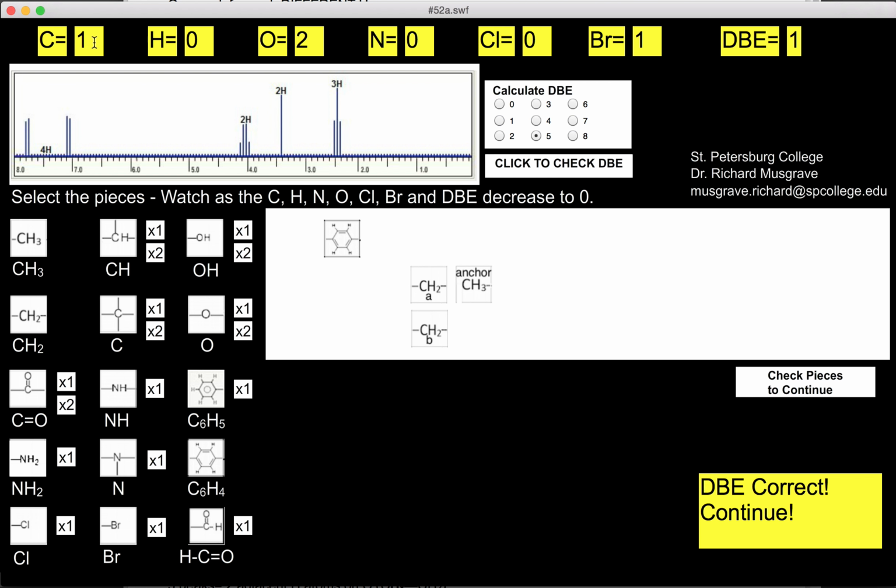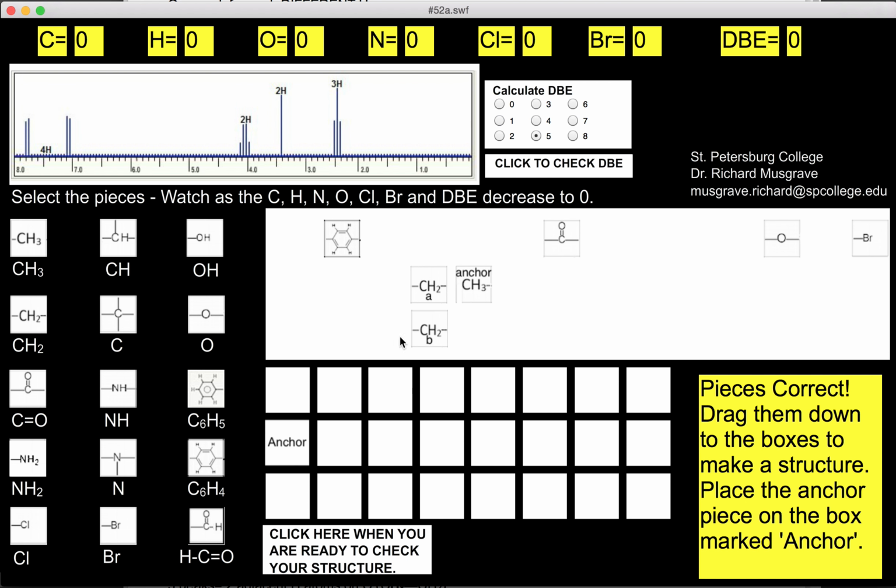What's left over? We've got a C, two O's, a double bond, and a Br. That would indicate we have a C double bond O. We have an O and a Br left, so we have an O here and a bromine, and that should be all of the pieces. Now we can figure out where things go.